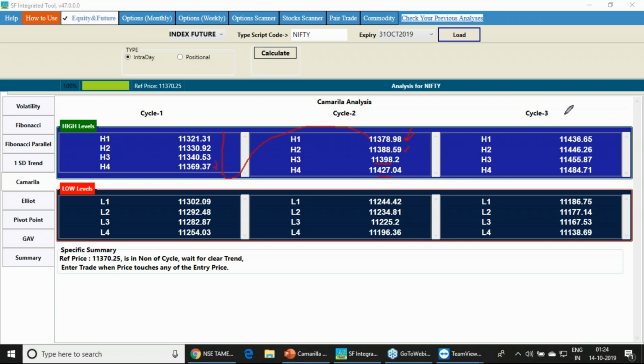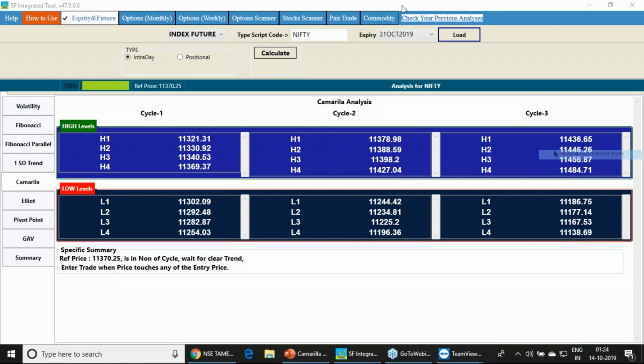And the third cycle is also given here. So the resistances are being calculated from 11,321 to 484. Supports are being calculated from 302 to 11,139. And this is using the real-time volatility to estimate. So this makes your Camarilla more powerful for intraday trades.